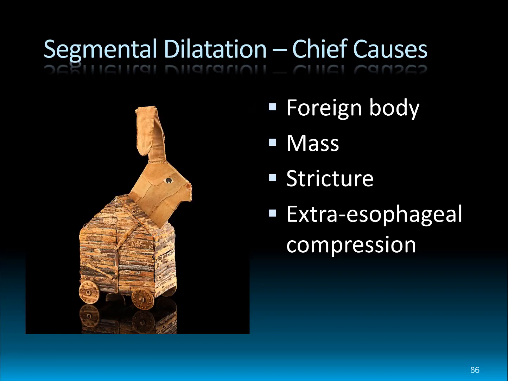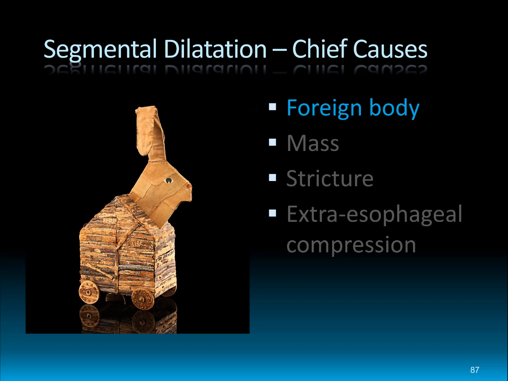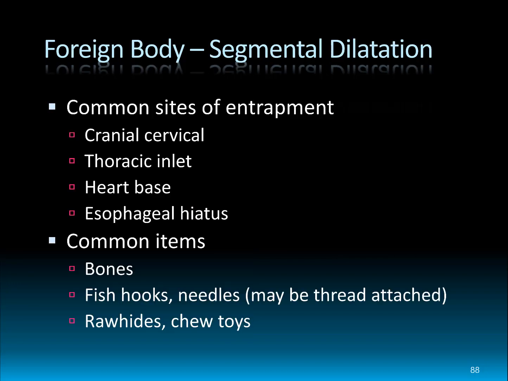So there are four main causes of segmental dilatation that I'm going to talk about. Here they are. We're going to start with foreign bodies. It's probably the most common thing we see in veterinary medicine. There are a number of spots that we more frequently see foreign objects, although they can get lodged wherever. So cranial cervical region, right at the thoracic inlet, right at the level of the heart base, and then right at the level of the esophageal hiatus, so kind of at those narrowing points of the esophagus.